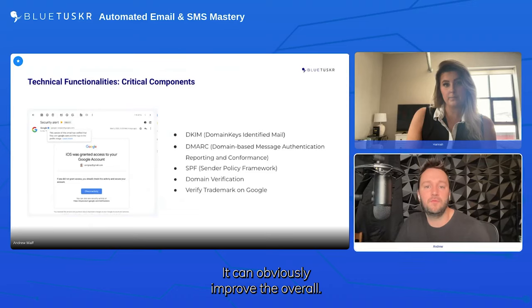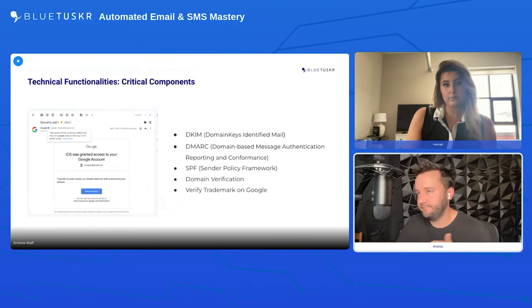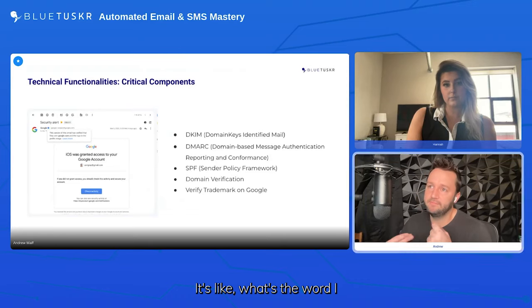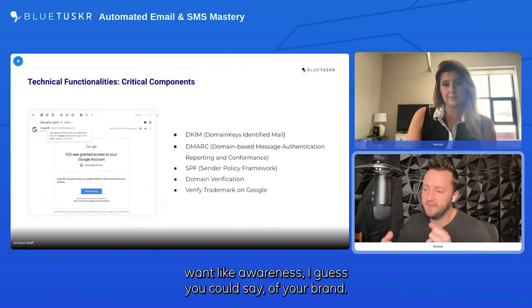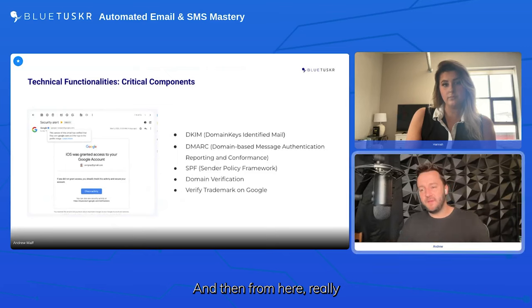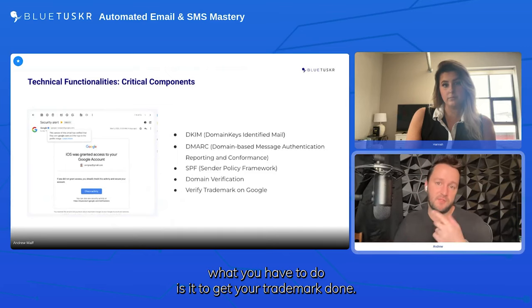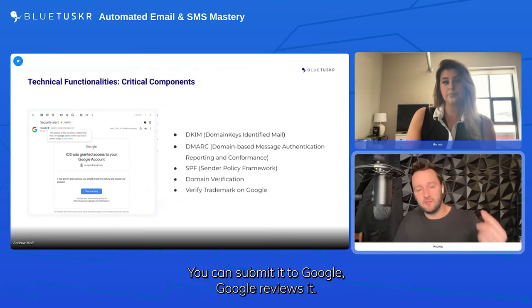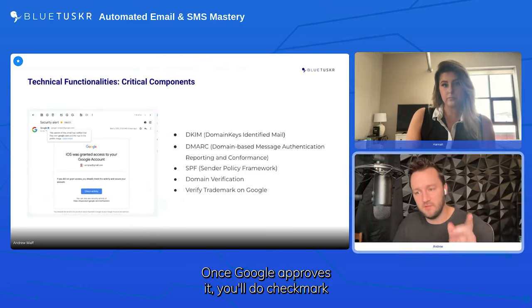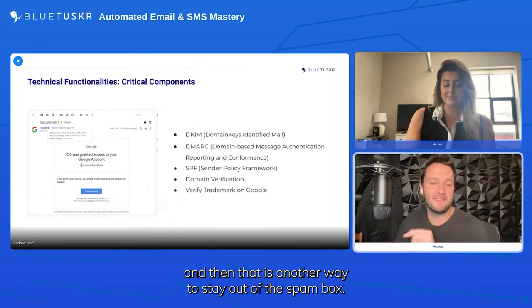It can obviously improve the overall awareness, I guess you could say, of your brand. And then from here, really what you have to do is get your trademark done. So if you already have your trademark, you're in a good spot. You can submit it to Google. Google reviews it. Once Google approves it, you get a blue check mark. And then that is another way to stay out of the spam box.